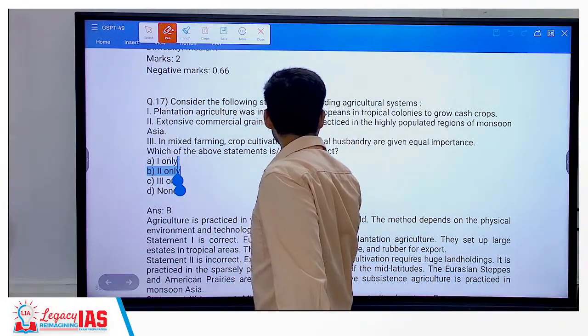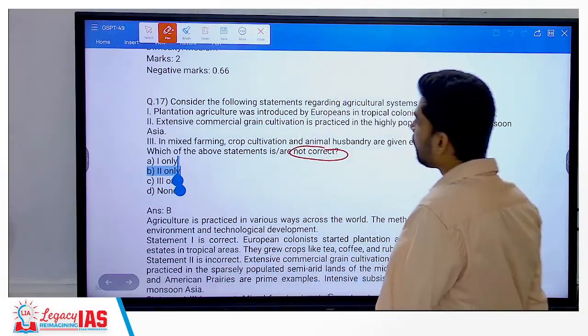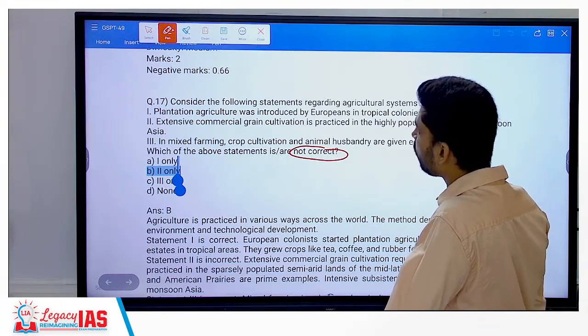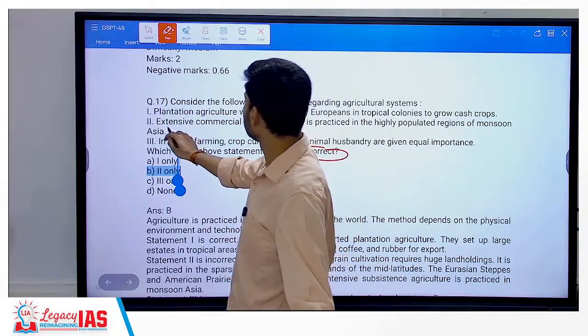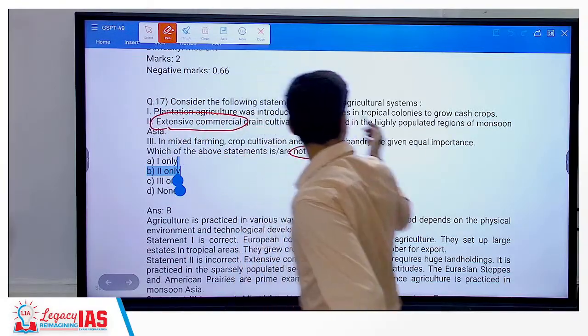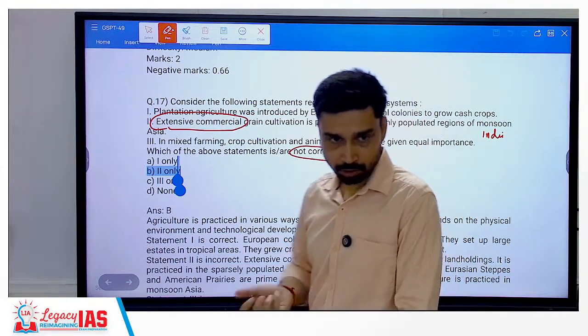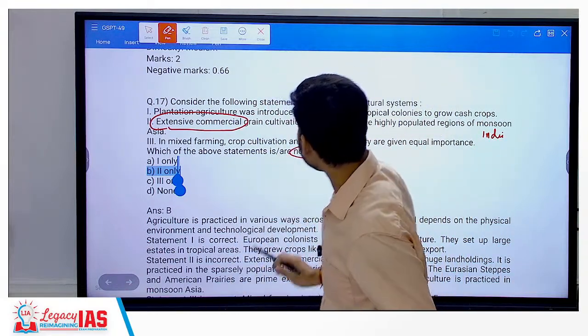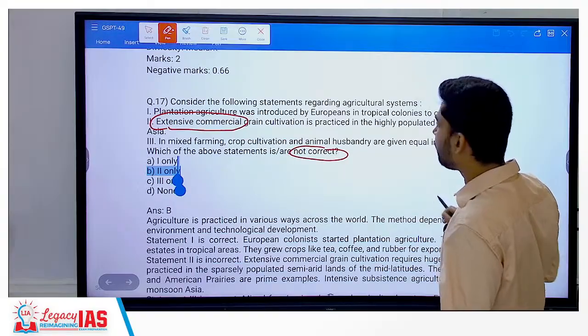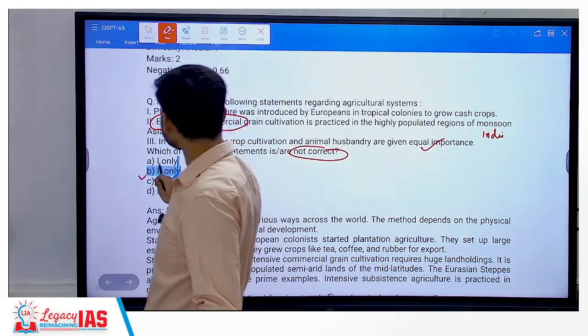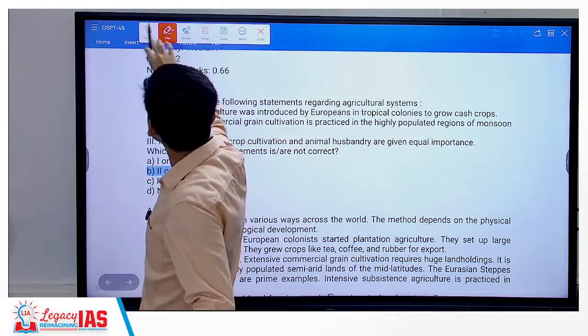Which of the following is not correct? Extensive commercial grain cultivation is practiced in highly populated regions of monsoon Asia. No. What kind of cultivation do we do? Like example, this is India. What do you do? Intensive cultivation, not extensive. Mixed farming, crop cultivation and animal husbandry are given equal importance. That is true, mixed farming. So what is correct option? B. Yeah, only 2.